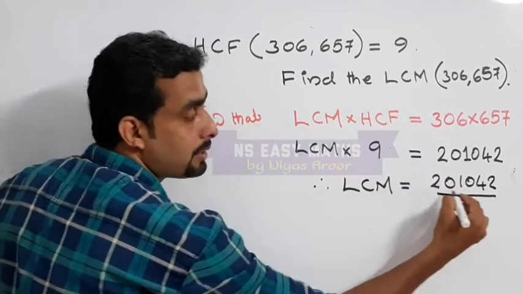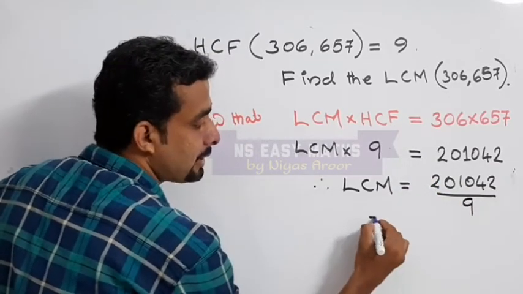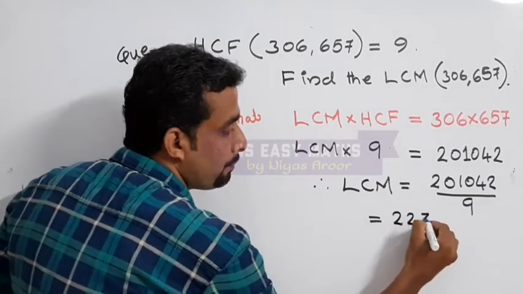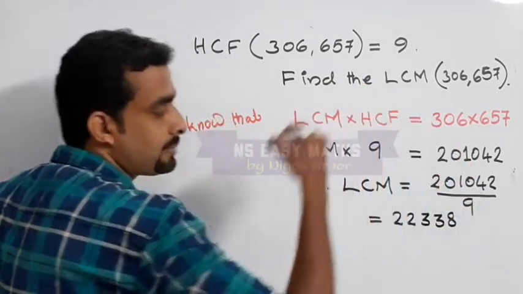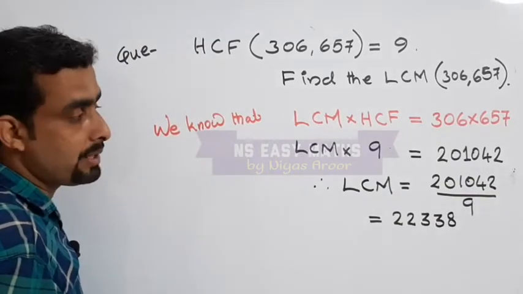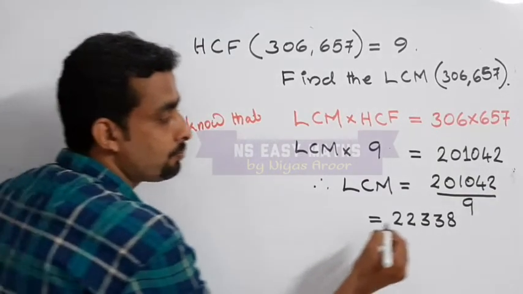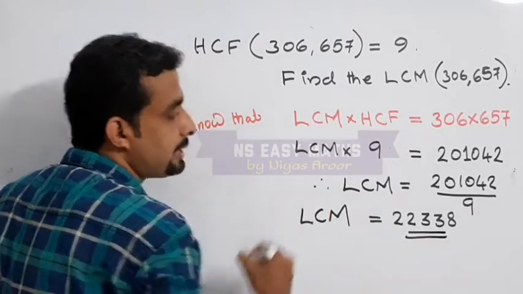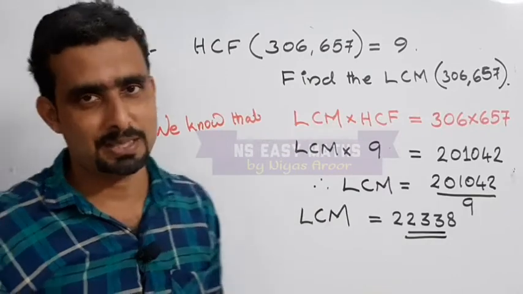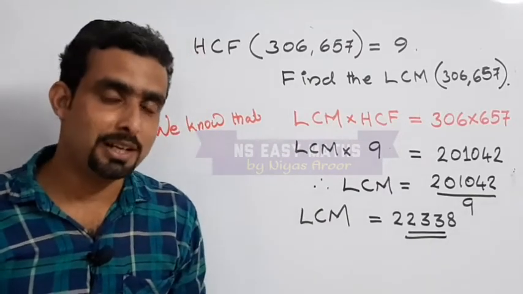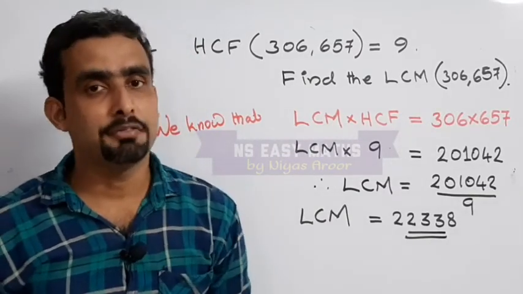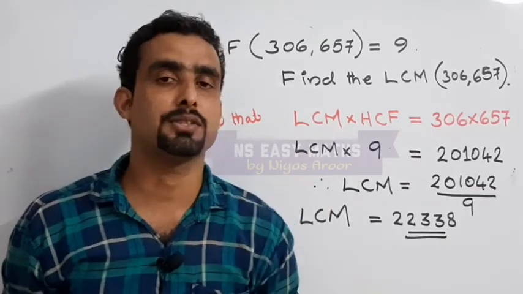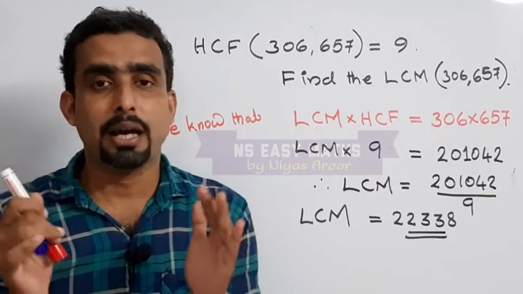On dividing these two, we will get 22338. This is the LCM, the lowest common multiple, of the given two numbers. So it is very simple to find the LCM if the HCF is given, or it is very simple to find the HCF if the LCM is given. For that, we will apply the connection.